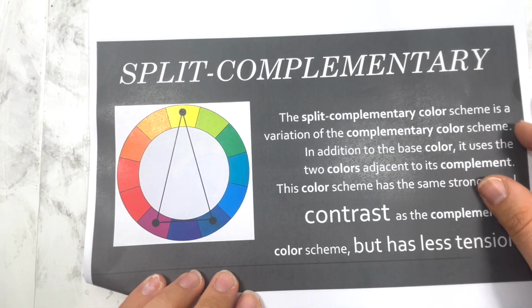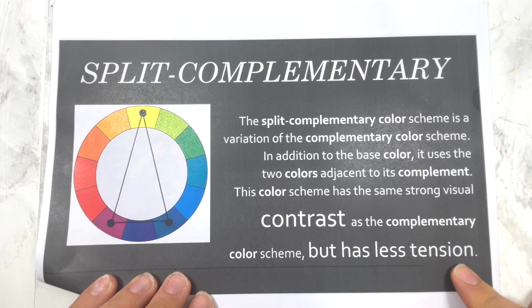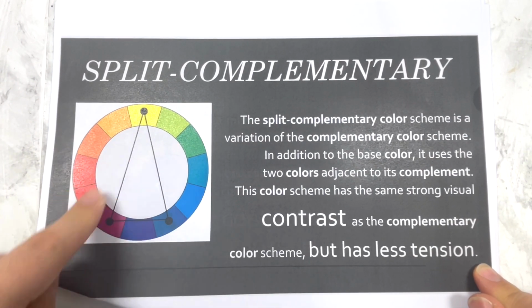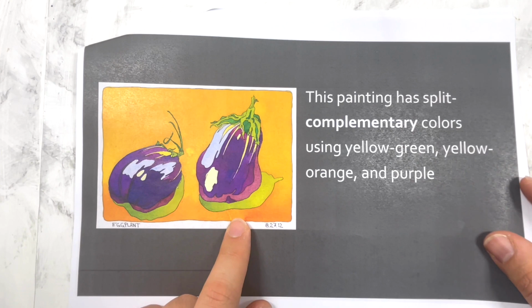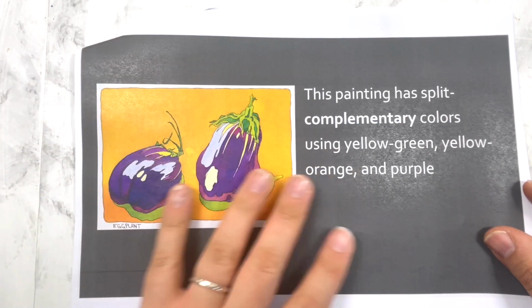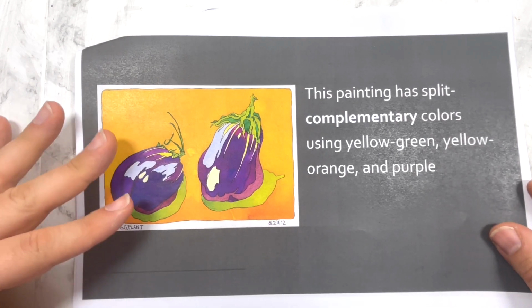Okay, split complementary. The split complementary color scheme is a variation of the complementary color scheme. In addition to the base color, it uses the two colors adjacent to its complement. This color scheme has the same strong visual contrast as the complementary color scheme, but has less tension. So you put together those three, and you create a triangle. This painting has split complementary colors using yellow and green, yellow and orange, and purple. Look how nice the colors work together. It's a very deep contrast, but it all works.